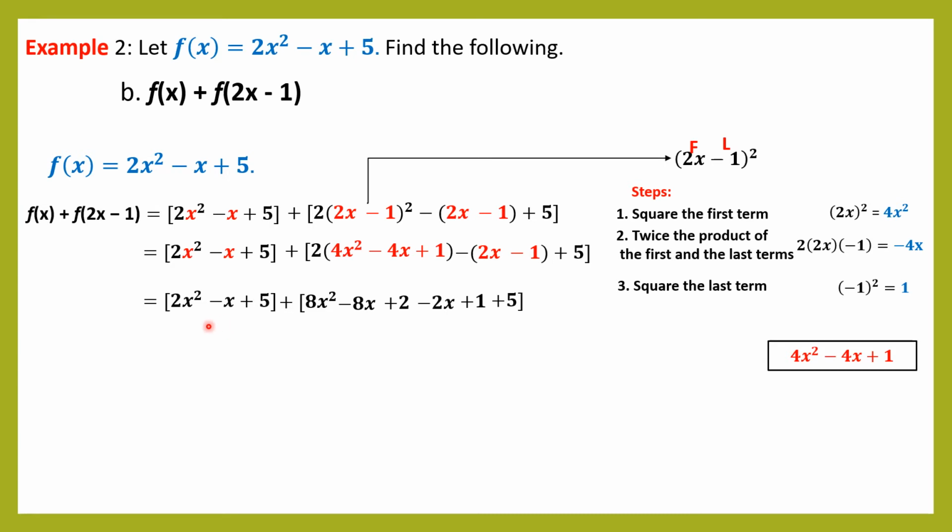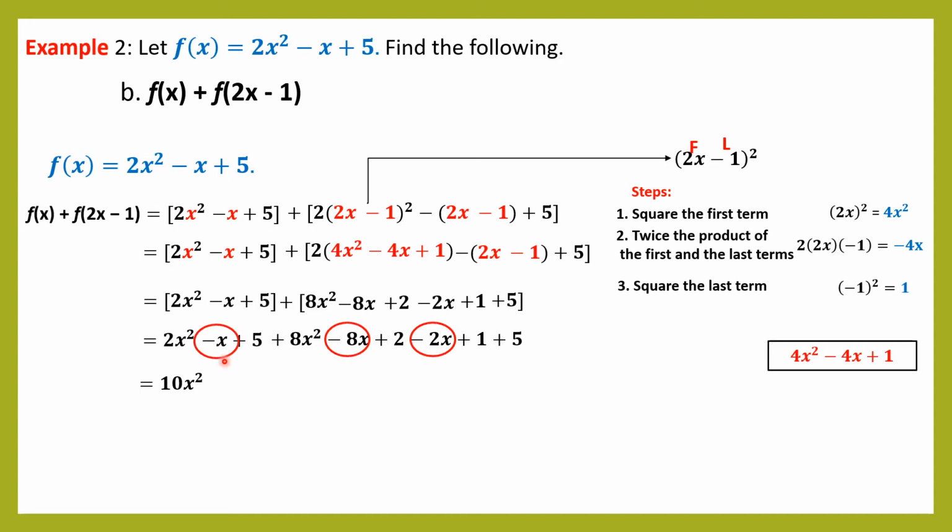Then this time, pwede na nating tanggalin ang mga brackets. So, you just copy 2x squared minus x plus 5. And then, plus 8x squared minus 8x plus 2 minus 2x plus 1 plus 5. So, tinanggal lang natin yung mga brackets. And then, tingnan natin kung sino yung pwede nating i-combine, yung similar terms. 2x squared, meron ba na kapareho? Eto. So, similar sila. Therefore, pwede natin silang i-combine. So, that is 10x squared.